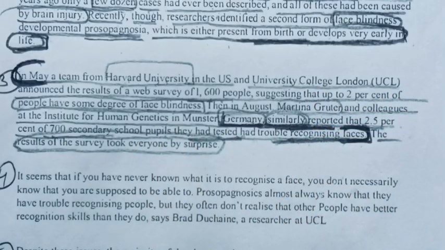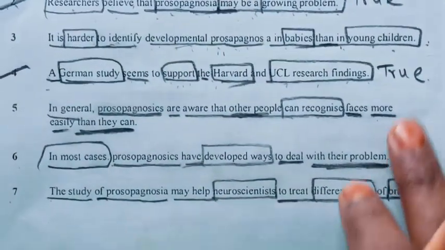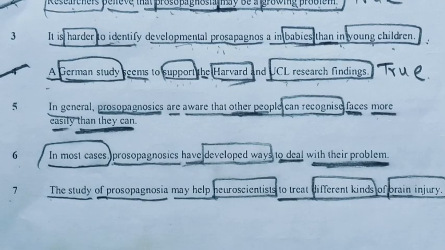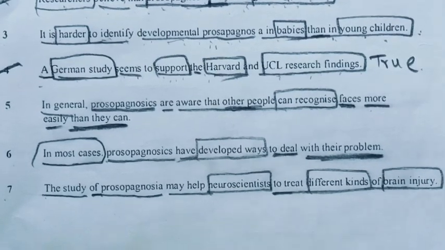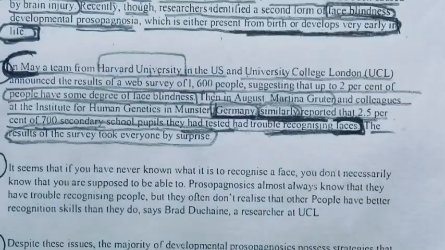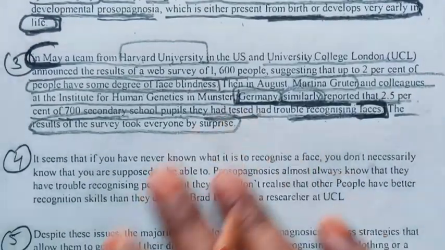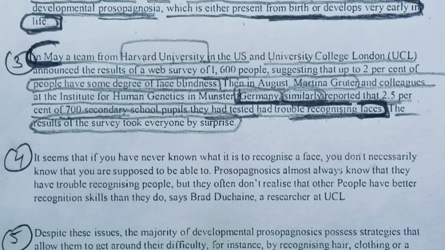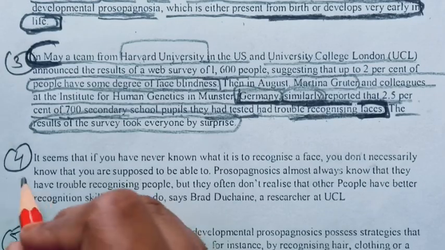Okay, I hope you have understood this. So that's why we have written true in front of 4. I hope you have understood from where we are getting our answer. Okay, so we will move forward towards our 4th paragraph. So let's quickly read our 4th paragraph.